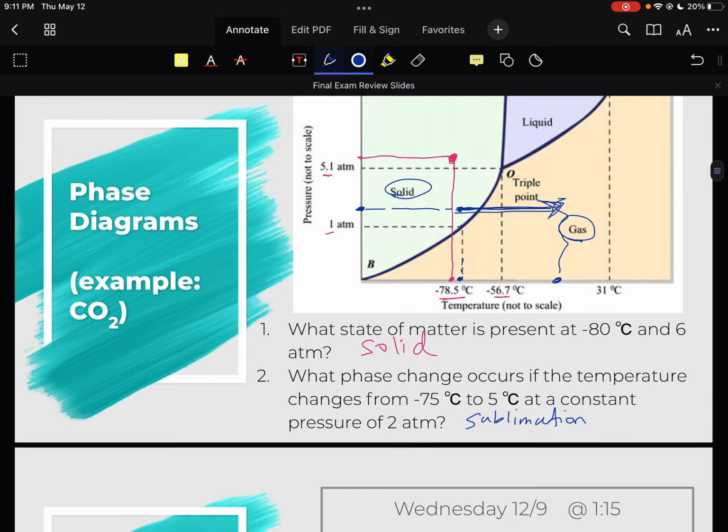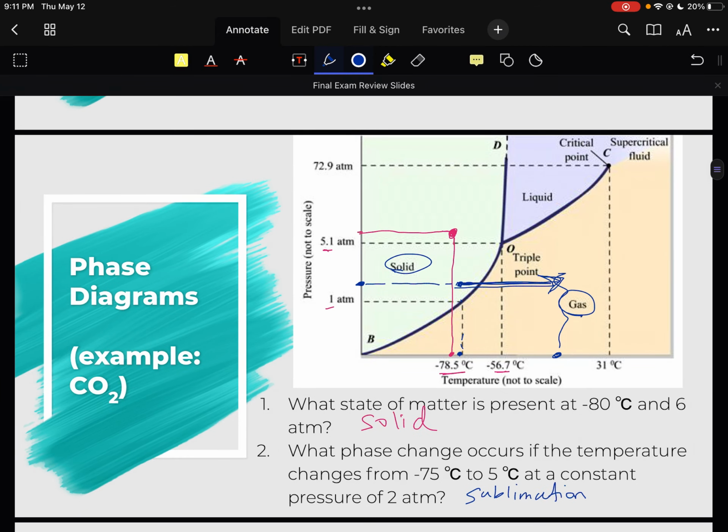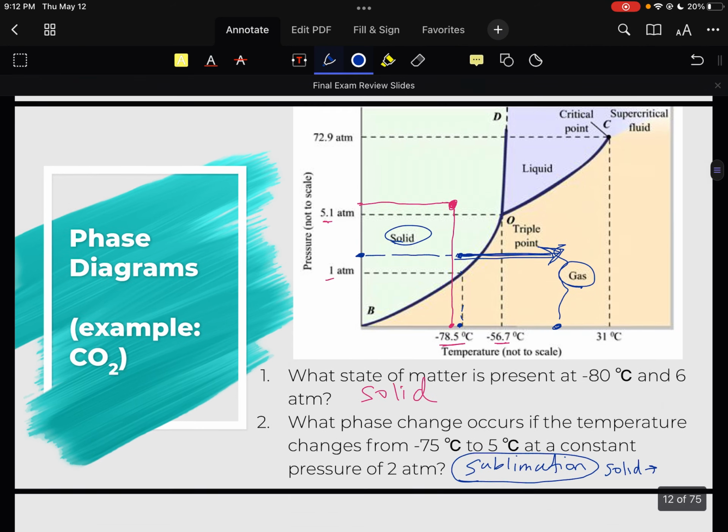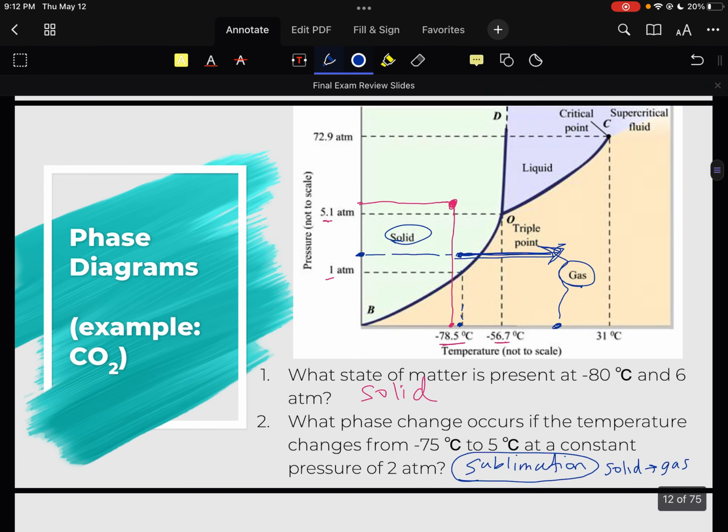So it may be helpful. This is kind of the extra phase change that you need to know. So obviously melting and freezing, and then vaporization is from liquid to a gas, and then sublimation is from solid to a gas. So you do need to know that.